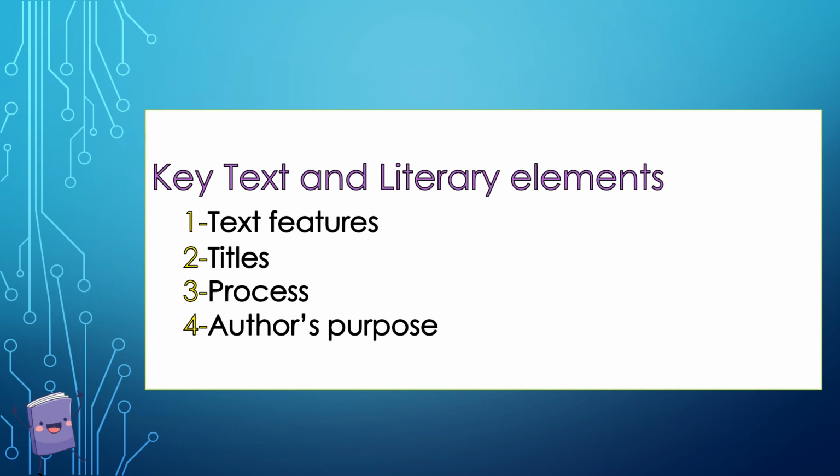Of course, we need to look for process. Process is the way things need to happen in order to get a certain result. Author's purpose is also important. The writer's goal in a particular work, which may be to entertain, inform, persuade, or express emotion.